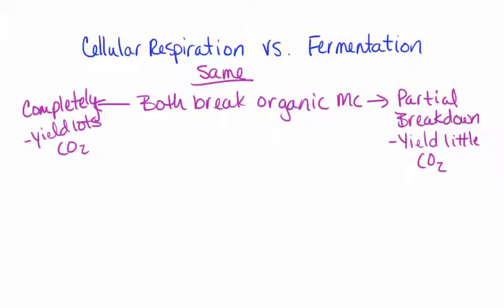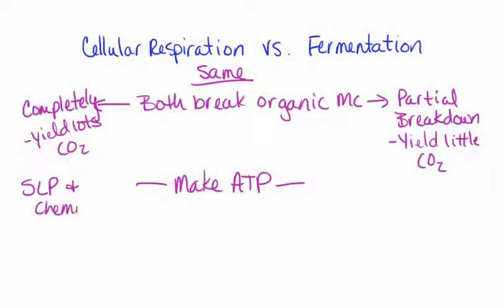There is going to be a difference in how they actually make ATP. Both of them will make ATP. That is the same, but how they make it is going to be different. Cellular respiration is going to use substrate level phosphorylation and also some chemiosmosis, and most of the ATP that's made is going to be made by the chemiosmosis process. When we're talking about fermentation, it is only going to make ATP by substrate level phosphorylation.